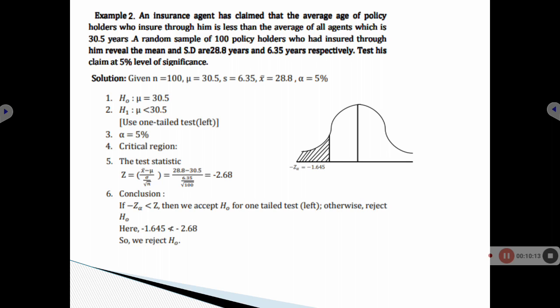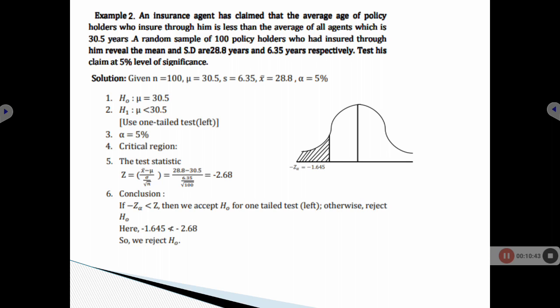So the first step is the null hypothesis. We are going to fix our null hypothesis. The null hypothesis we are fixing here is H naught: mu is equal to 30.5, what is given by the sum. And the alternative hypothesis is mu is less than 30.5. So we are taking a left tail test here. We are going to consider one tail test. So the alpha here given is 5% level of significance.